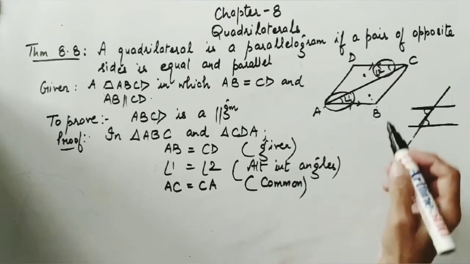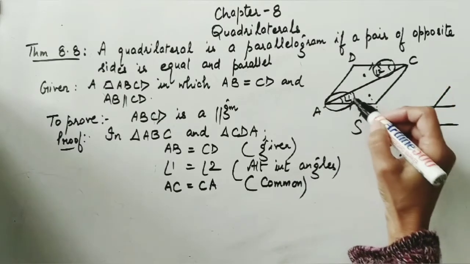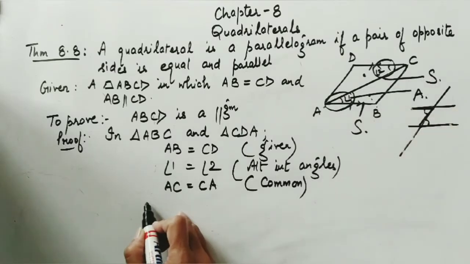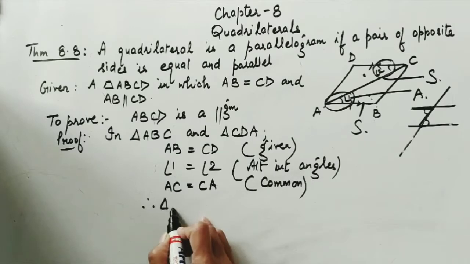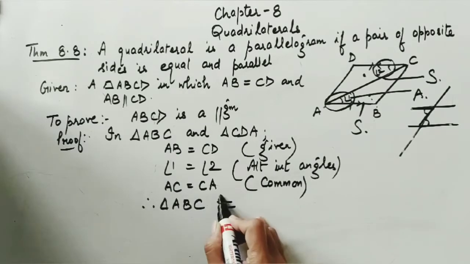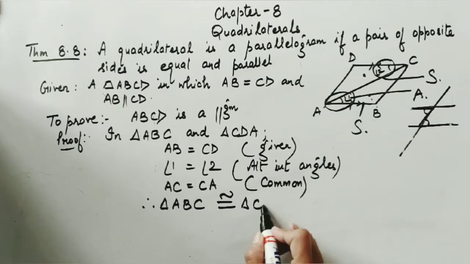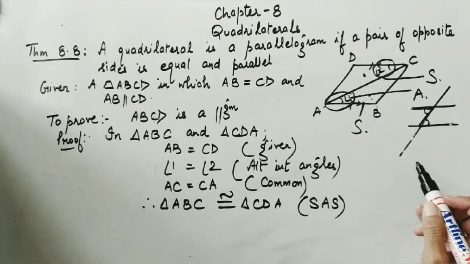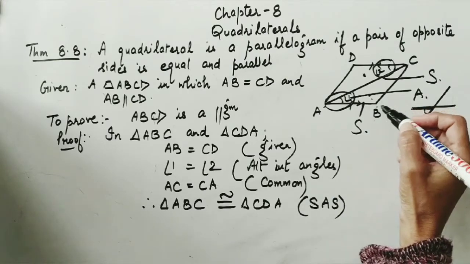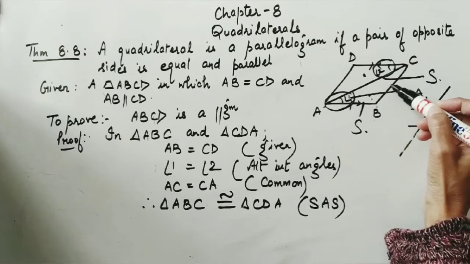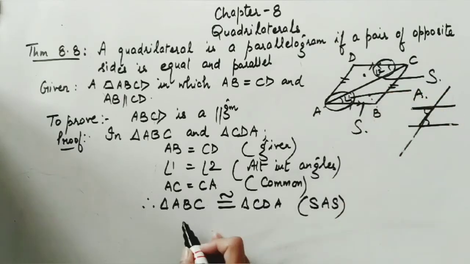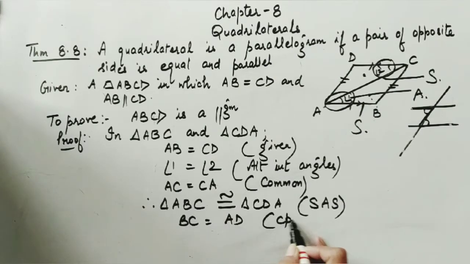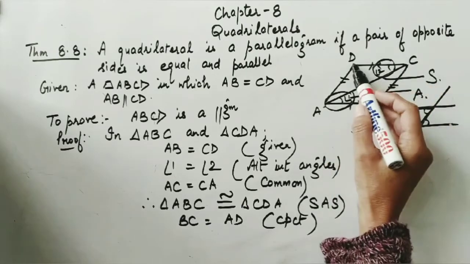Which rule do you see? This is, we took a side, then we took one angle, then another side. So SAS rule. Triangle ABC is congruent to triangle CDA by SAS rule. And if these triangles are congruent, what can you say about other pair? BC and AD must be equal. BC is equal to AD. This is by CPCT.